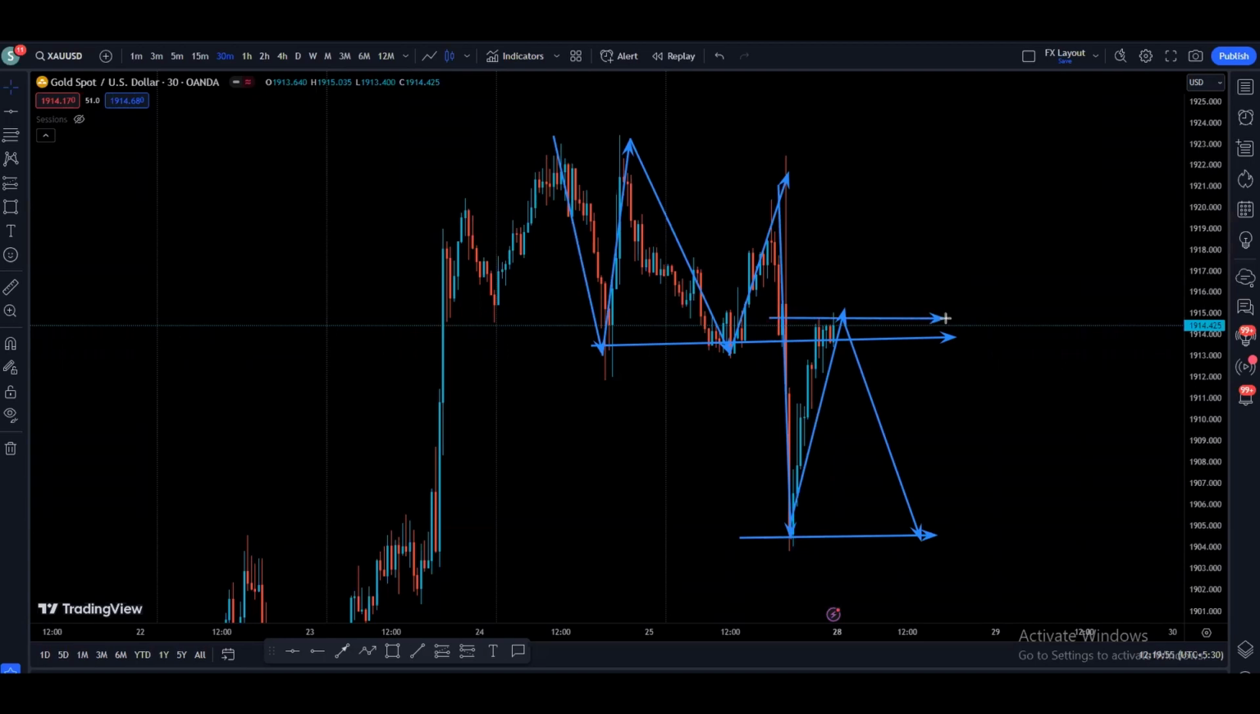But at the same time, we have resistance in this area, and if we get a 30-minute or 1-hour candle close above this resistance, then we can basically come up to retest these highs as well. So that is something on the 30-minute time frame.